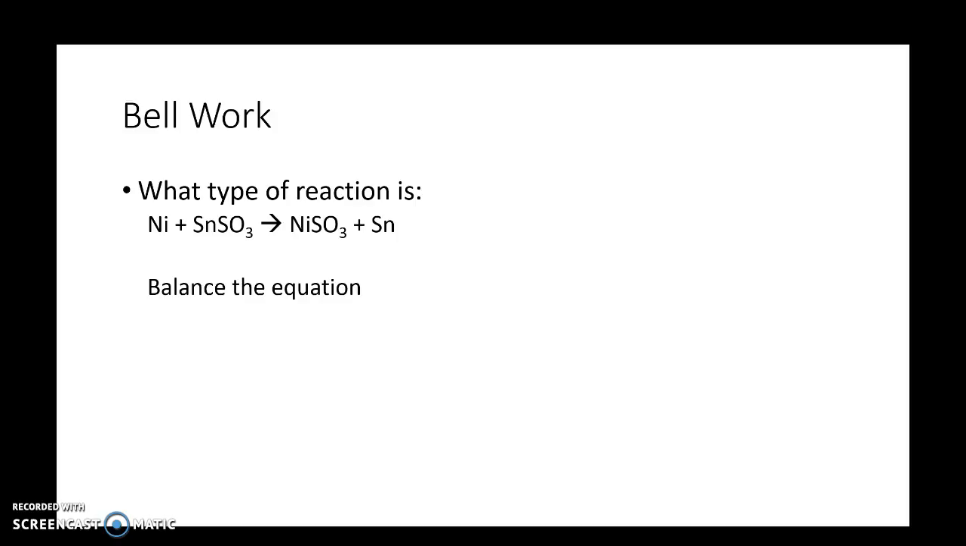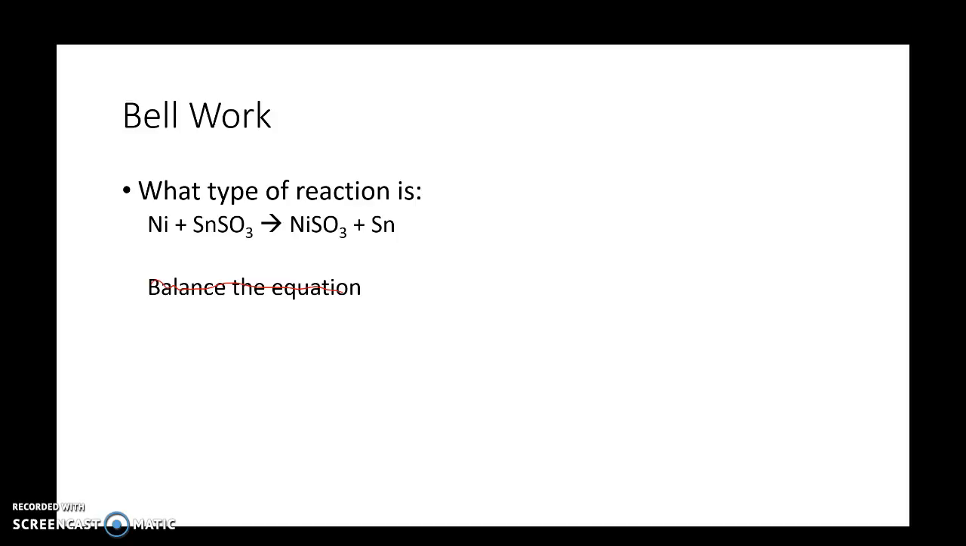Your bell work question for today: what type of reaction is nickel plus tin sulfate if it yields nickel sulfate plus tin? Don't worry about balancing the equation. It's already done for you. We will go over this a little bit more on Monday. I'll do another presentation just to kind of drive home.